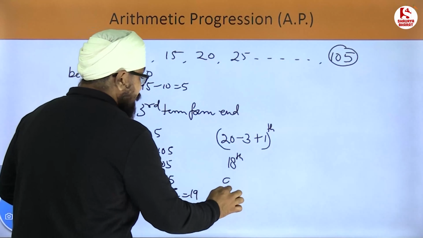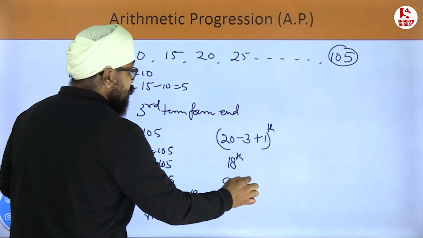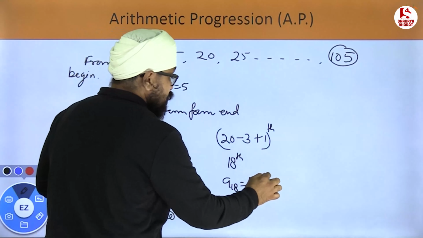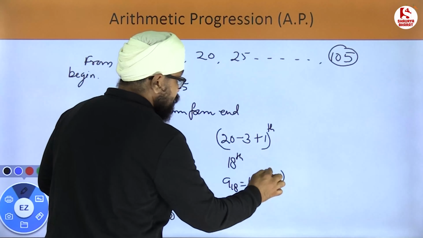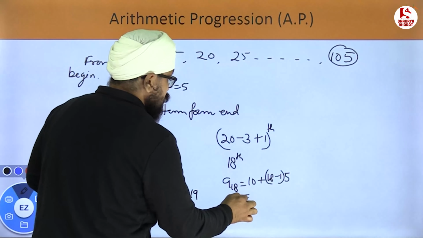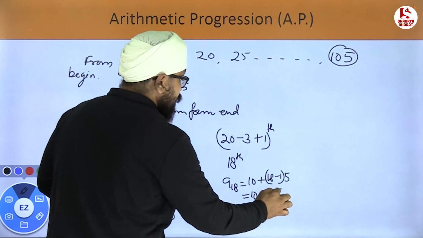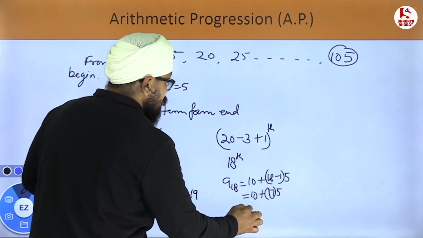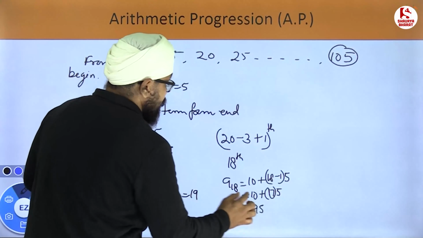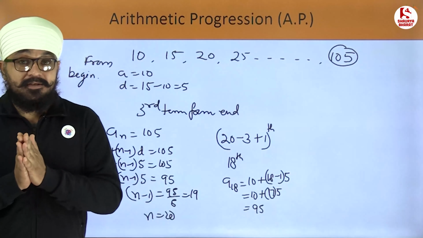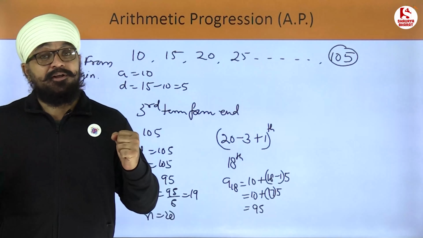If I want to find this 18th term, that is equal to A plus n minus 1 times d. So, this is 18 minus 1, and the common difference is 5. So, we have 10 plus 17 into 5, which is 85. So, 85 and 10 will give you 95. So, this is one method, known as the traditional method, in which we find the third term from the end, but we are calculating from the front.